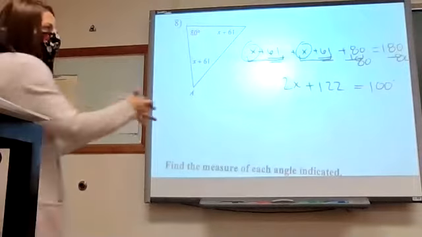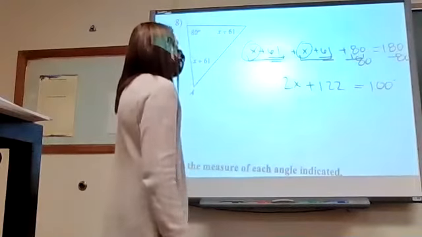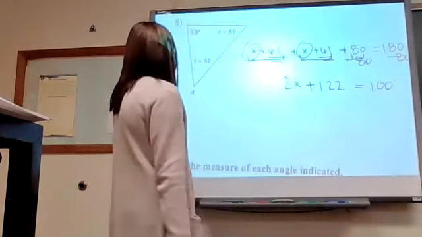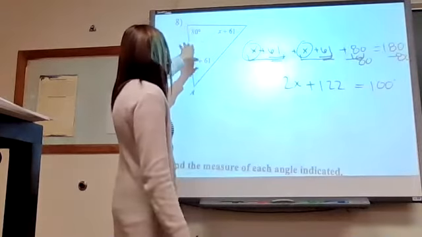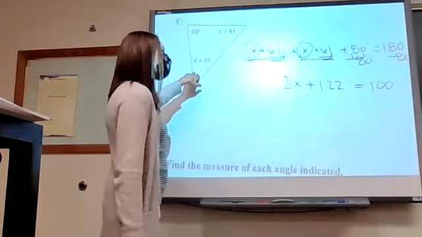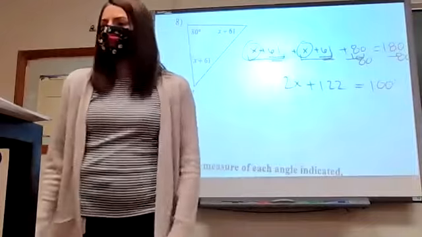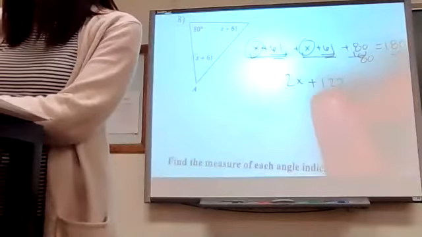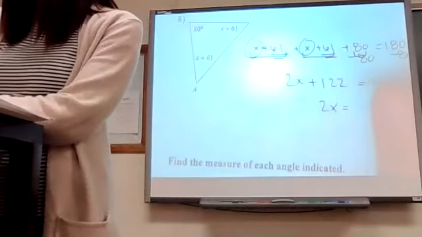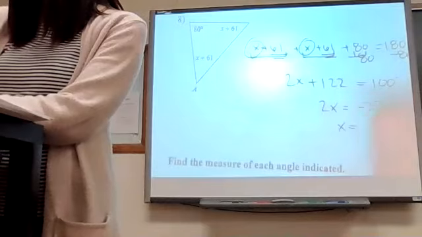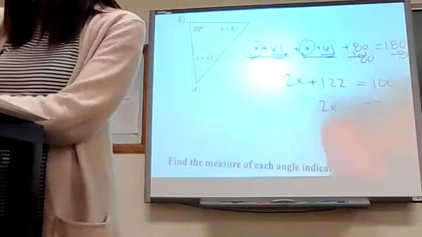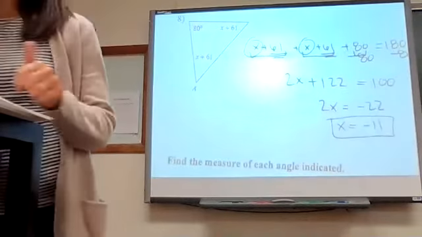Okay, another way you could have done it, or I could have added 80 in there too. Just saying there's 2 ways to look at it. The whole thing equals 180, or these angles have to add up to 100 for that to work. Subtracting 122 gives me -22, and dividing by 2 gives me -11. Now I'm not done here.